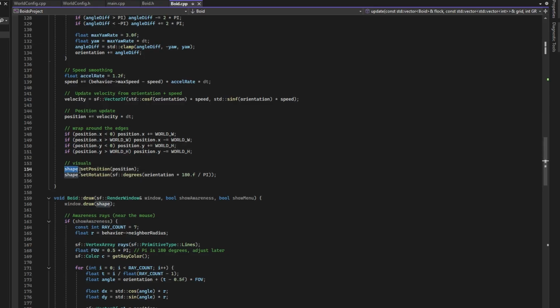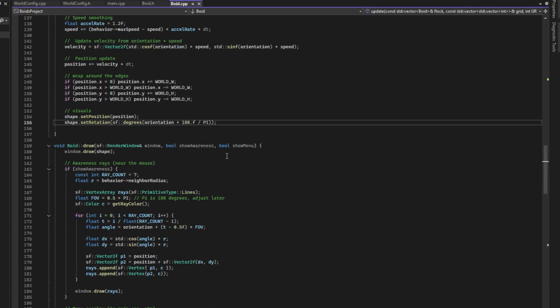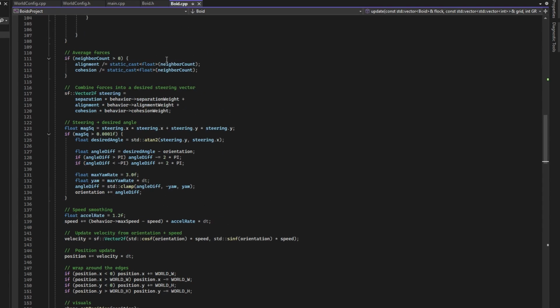The triangle is set to whatever their position is. Position.x is their x coordinate, position.y is their y coordinate. This position is a vector too, so it's 2 float values, the x and the y. And their rotation is their orientation in radians times 180 degrees divided by pi, in degrees. And I think that captured all of the code.